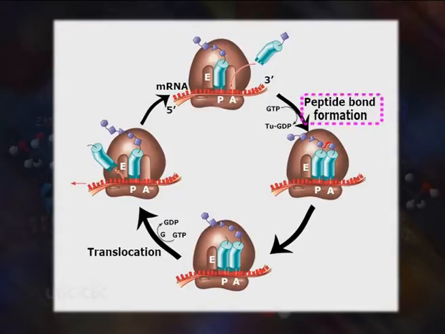A peptide bond is formed between the first and the second amino acids. This bond is formed between the free carboxyl group of the peptidyl tRNA at the P site and the free amino group present with the aminoacyl tRNA at the A site. The enzyme involved in this reaction is peptidyl transferase, and it is an integral part of the 50S ribosomal unit.